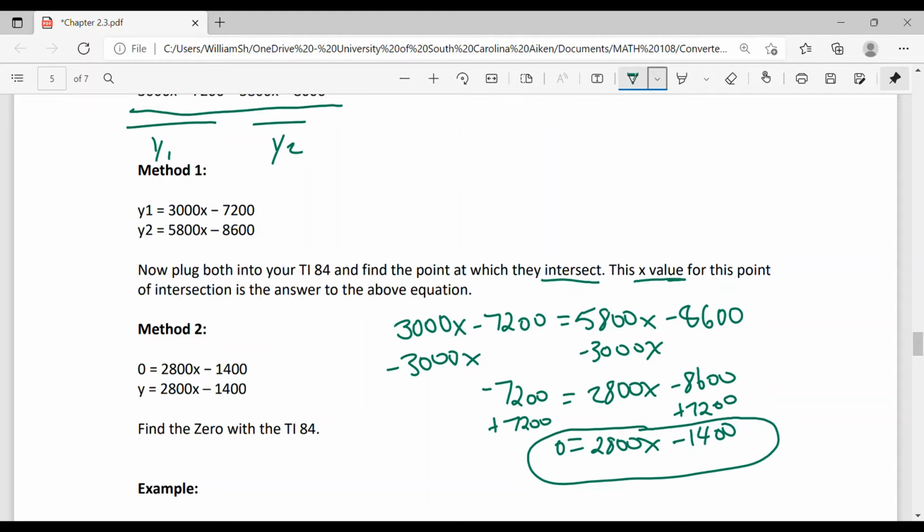But if you're particularly inclined to, what you can do is set that equal to 0, which is what we did. We can change that 0 to your y. So we'll basically put this in our y1 right here, and then find the 0 with the TI-84 calculator. So we'll go through that method 2 on the calculator when we jump over to it as well, but we will do method 1 first. So meet me over at the calculator, get yours ready, and I'll see you there in just a second.